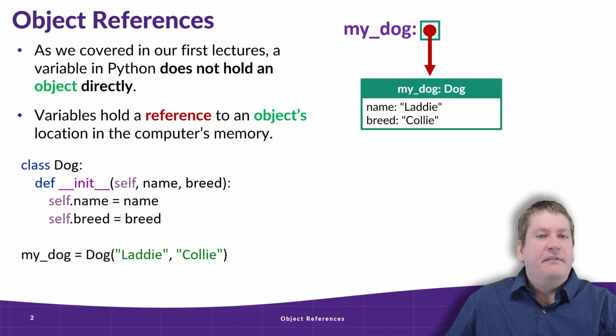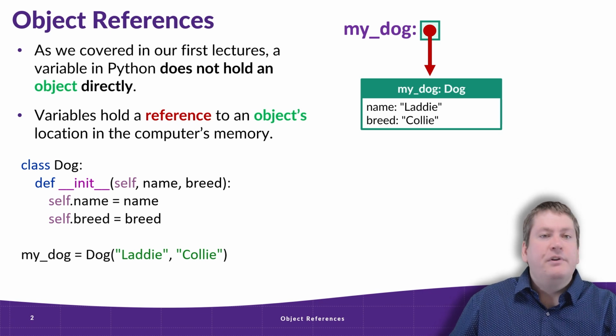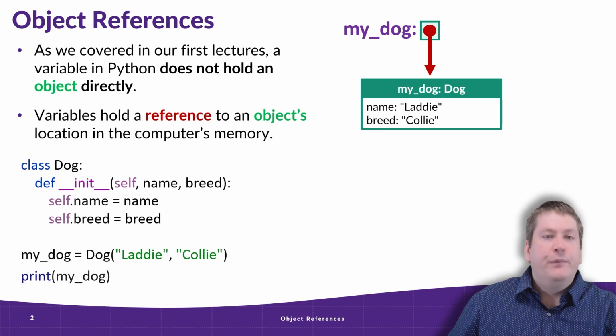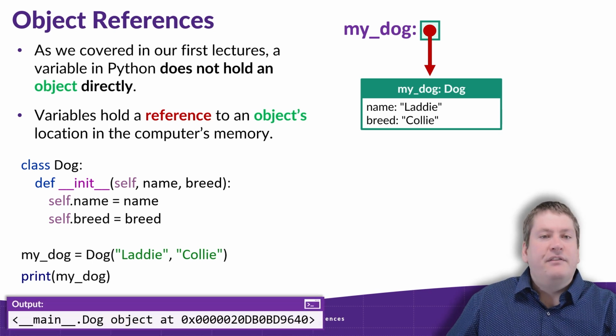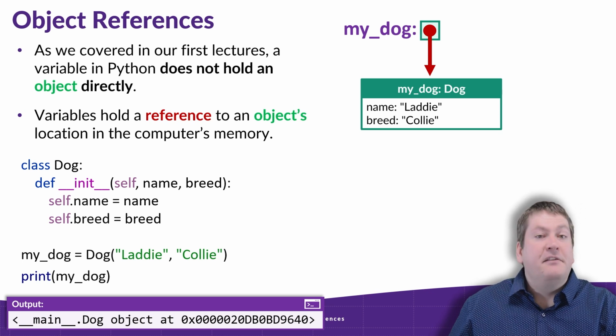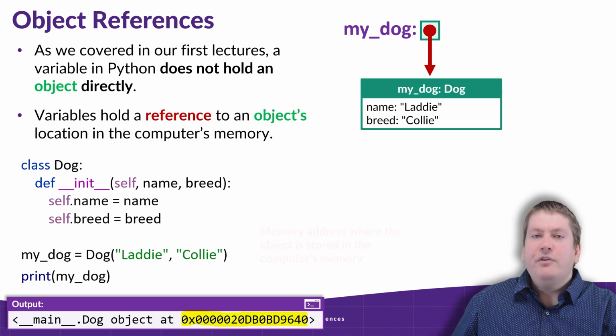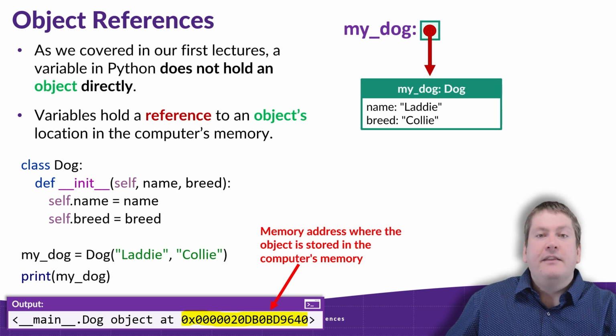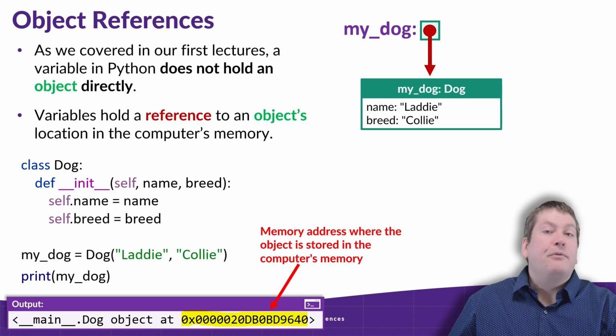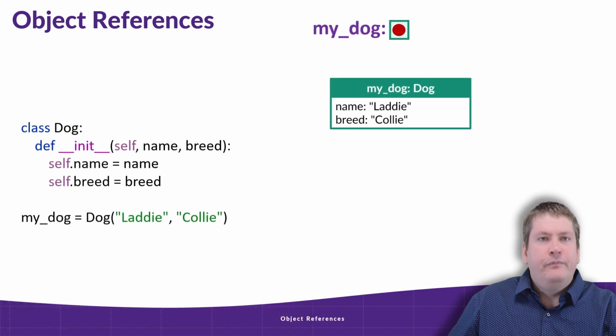We can get a better idea of this if we try to actually print out the value of myDog. So if we added a print line like here, where it says print(myDog), what we would get is something that looks like this, saying __main__.Dog object at, and then this big string of numbers. This big string of numbers is where this object is located in the computer's memory. This is how we reference the object.